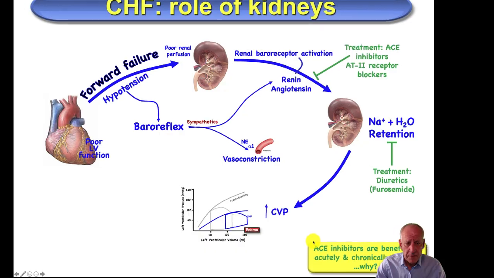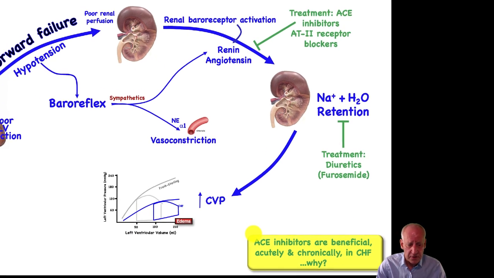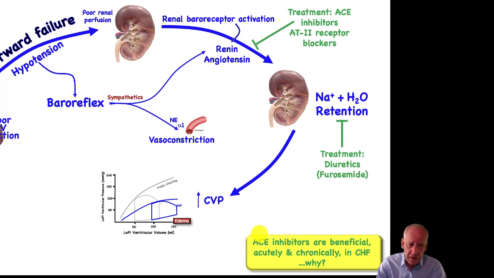Another frontline therapy for volume overload in congestive heart failure is ACE inhibitors or angiotensin II receptor blockers, or ARBs. They are beneficial both acutely and chronically. Let's consider why. ACE inhibitors and ARBs will block the production of angiotensin II or its effect on the kidney. The kidneys will no longer avidly retain sodium and fluid, and more urine will be excreted. This will unload the venous reservoir and relieve the volume overload.